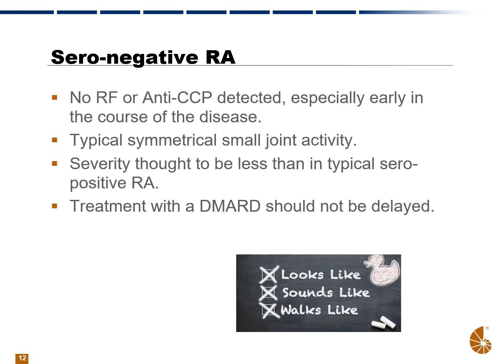So sometimes a person has seronegative rheumatoid arthritis. In other words, there's no rheumatoid factor or anti-CCP detected, especially early in the course of the disease, but they have the typical symmetrical small joint activity, synovitis, and the severity is thought to be less than typical seropositive rheumatoid arthritis that do have the positive tests. But if it looks like rheumatoid arthritis and sounds like rheumatoid arthritis and walks like rheumatoid arthritis, just like a duck, it's probably rheumatoid arthritis. So treatment with a DMARD should not be delayed.